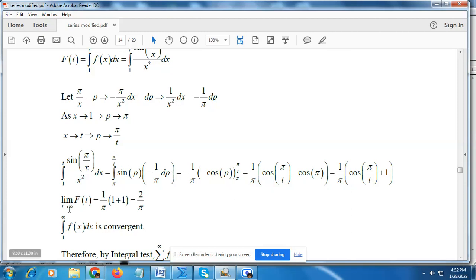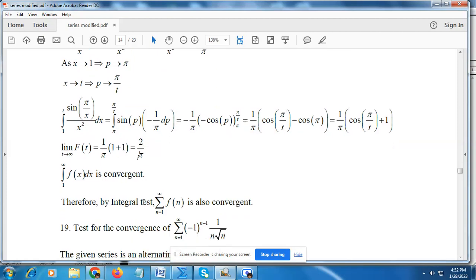Now the limit of f of t as t tends to infinity: cos pi by infinity, which is cos 0. Cos 0 value is 1, plus 1. So 1 plus 1 is 2, divided by pi, which is finite. So the improper integral is finite, so it is convergent. By Cauchy's integral test, sigma f of n is also convergent. Thank you.